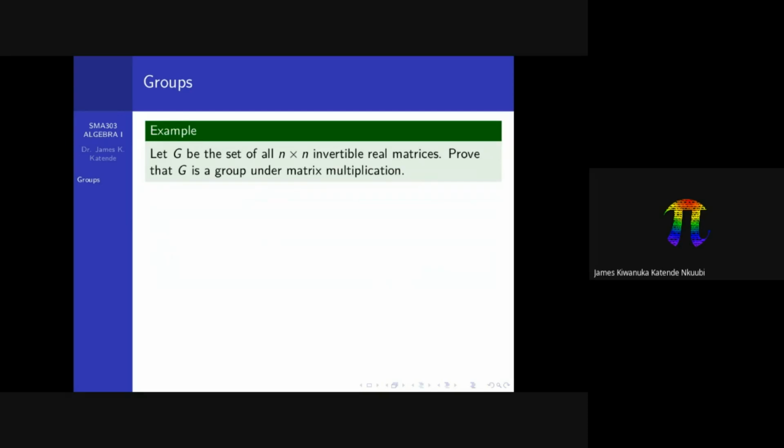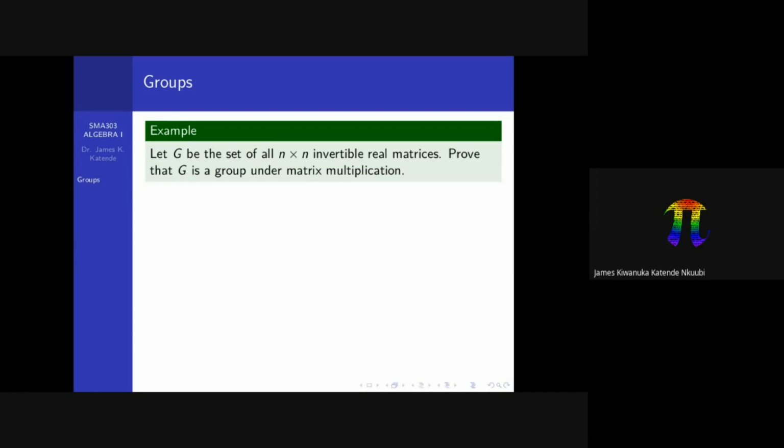So here is another example. We have a set of all n by n invertible real matrices. Real matrices simply means the entries in the matrices are real numbers. So the challenge is to prove that G is a group under the usual matrix multiplication.